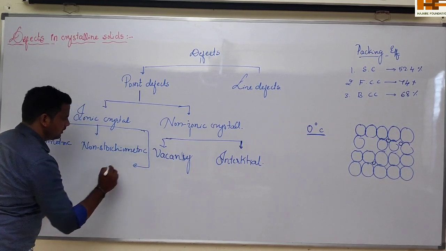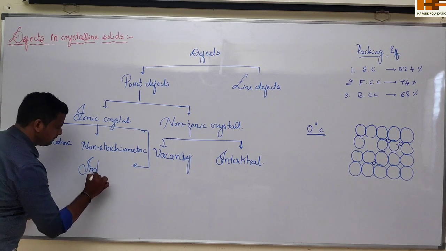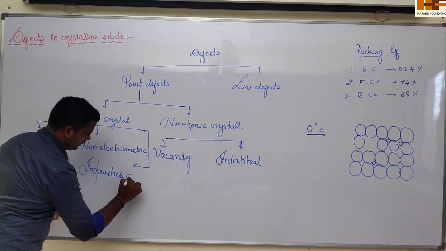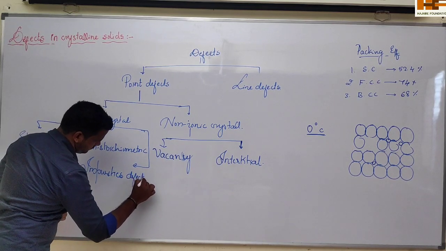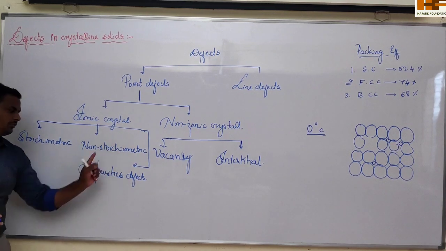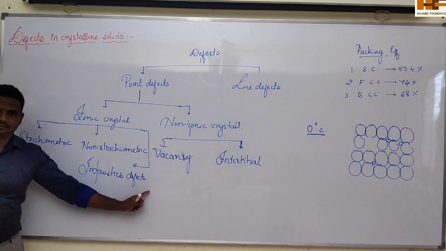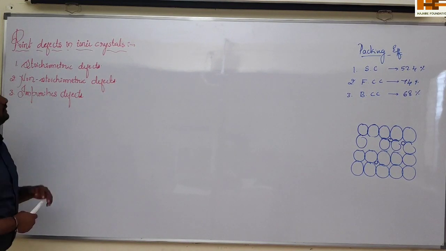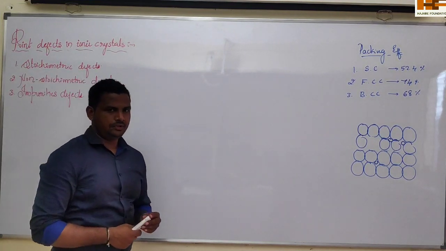And third one, impurities defect. So here, when it comes to the stoichiometric defect, it's a very important one. Because again we are classified here into two types. So let's study about that: stoichiometric, non-stoichiometric, and the impurities defects. So here, coming to the point defects, let's start with the stoichiometric defect.